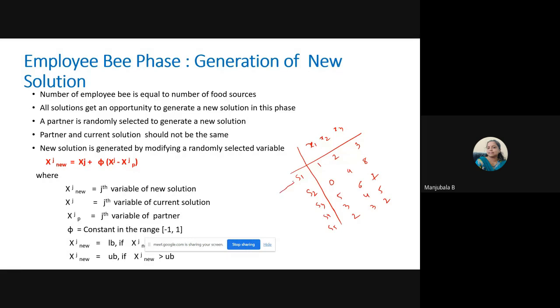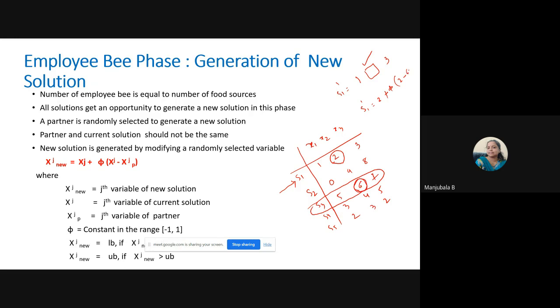Now I want to apply the employee phase to S1, and this bit I want to change. Suppose the partner I am selecting is S3. How do we write this? Now S1 dash, the new solution, will change only the second bit. The first and third bits will be the same. For the second bit, the previous or old value is 2, plus phi, which you choose in the range -1 to 1, times the old value 2 minus the jth bit of the partner. The partner's jth bit is 6.